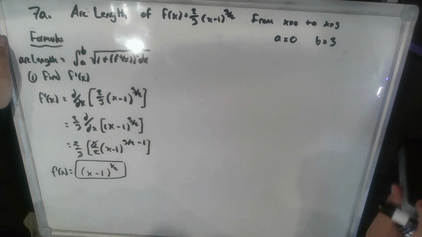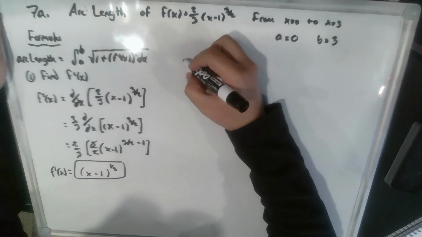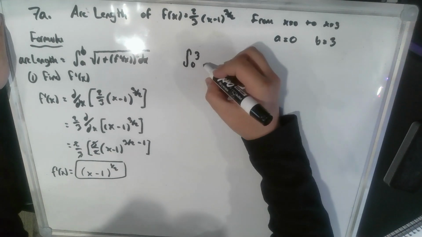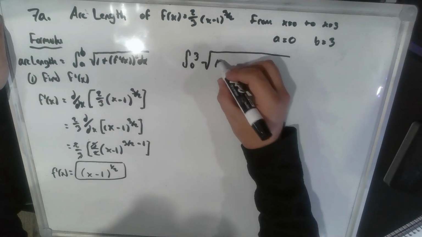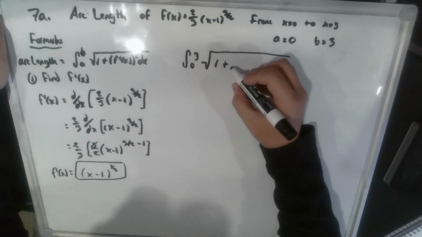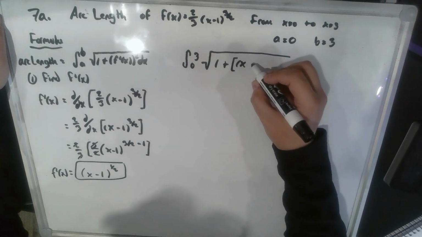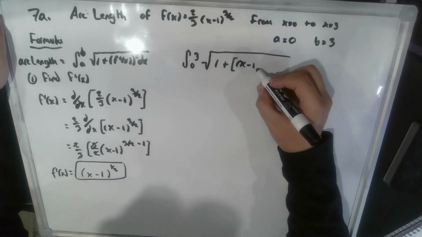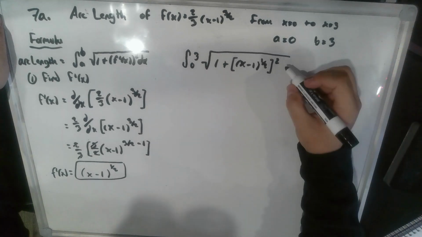So now that we have f prime of x, we can start plugging into the arc length formula. So we have the integral from a to b, which is 0 to 3, of the square root of 1 plus f prime squared. F prime is x minus 1 to the 1/2, squared, and then dx.